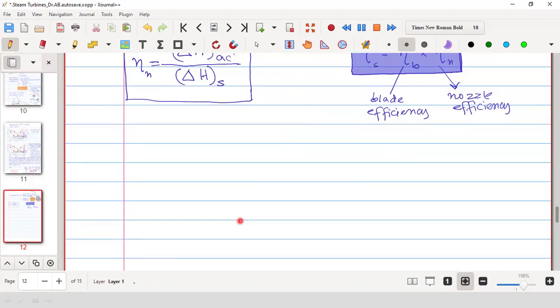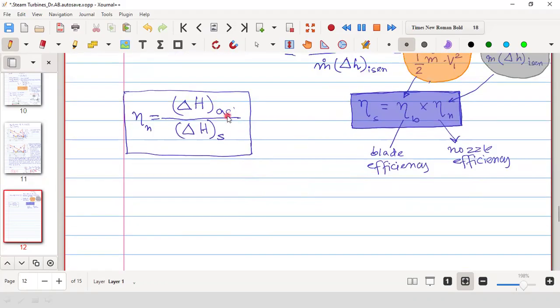Delta H actual: this is actual, for a nozzle, for the actual process. This is the actual enthalpy drop, and this is the isentropic enthalpy drop.